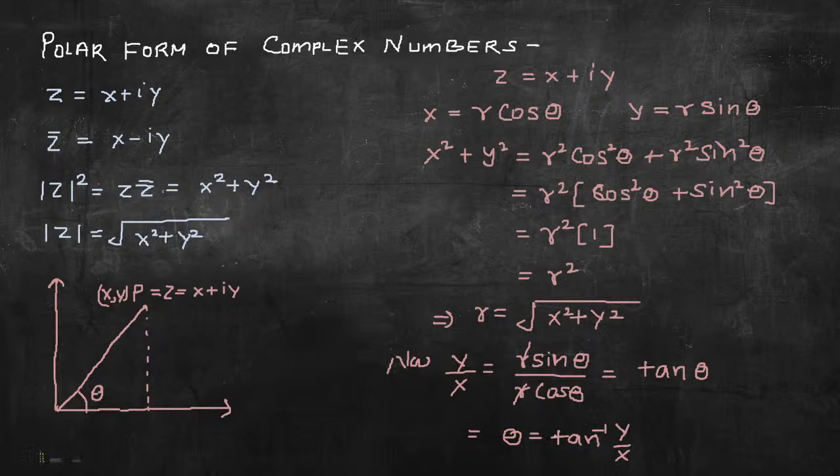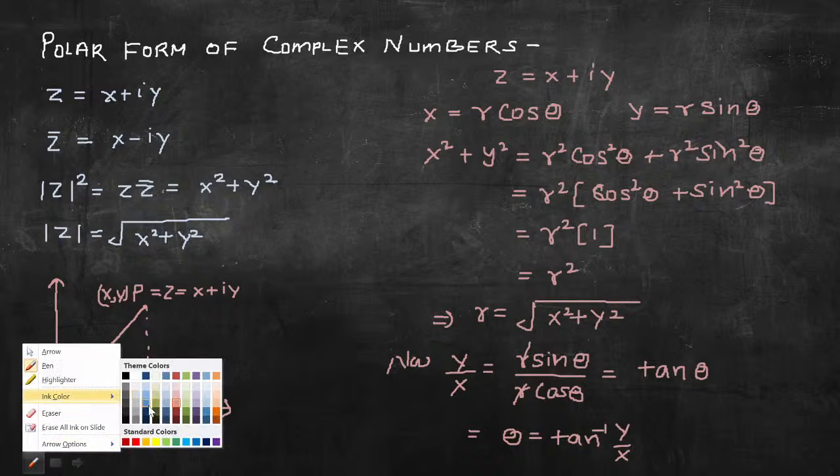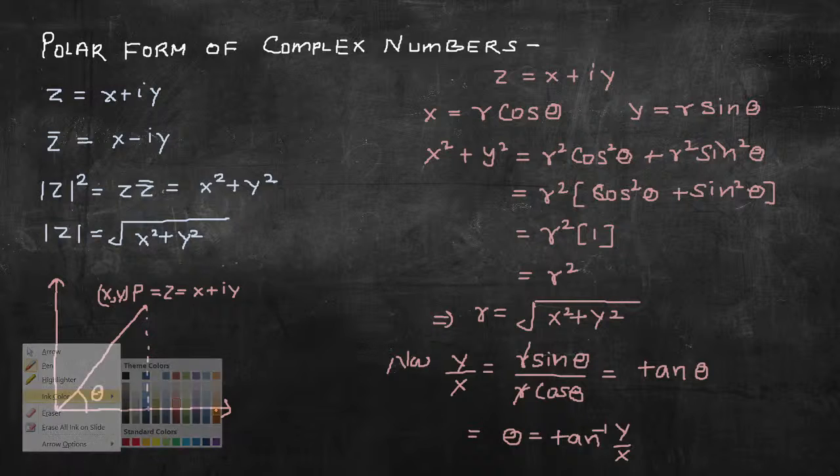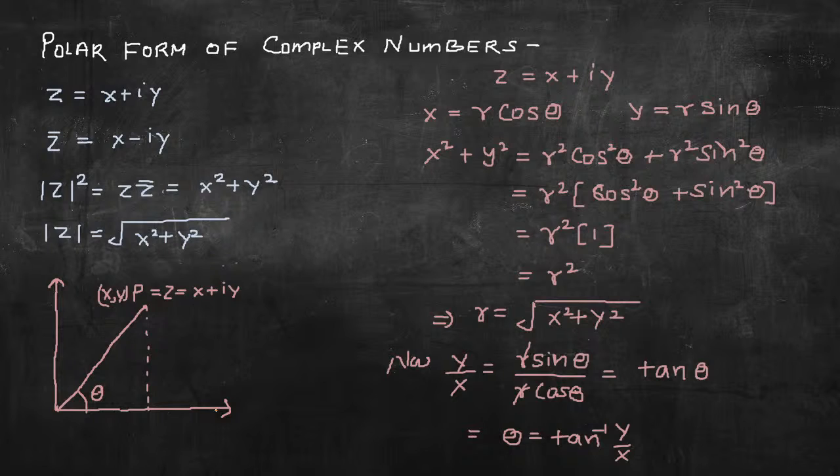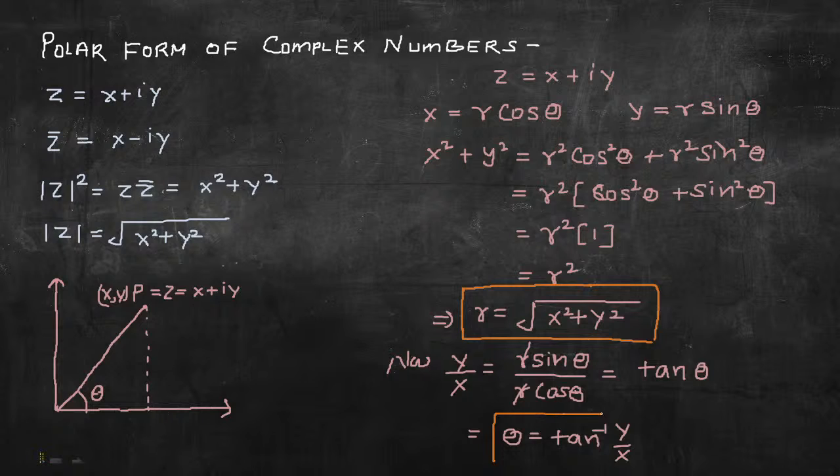So my dear friends, we have two important aspects here. If we frame a complex number in the form of polar coordinates, the polar coordinates are known as r and theta. So we are changing the complex number into r and theta formation, where r is equal to this and theta is equal to this.